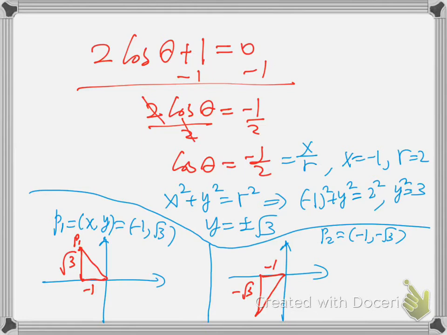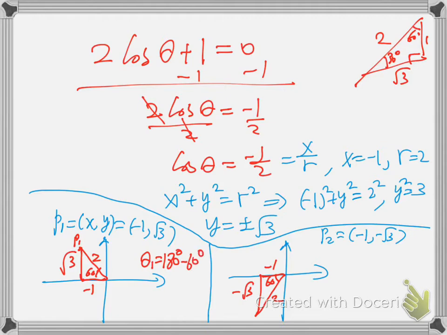This is the reference angle inside the triangle, which is 60. It's 1, 2, root 3 again, the special right triangle. This is 30, this is 60. Then we get two solutions. One solution is 180 minus the reference angle, so this is 120. Another solution is 180 plus 60, so this is 240.